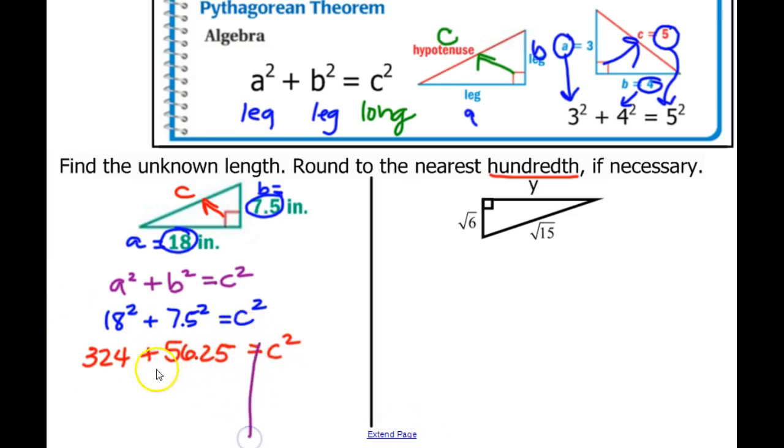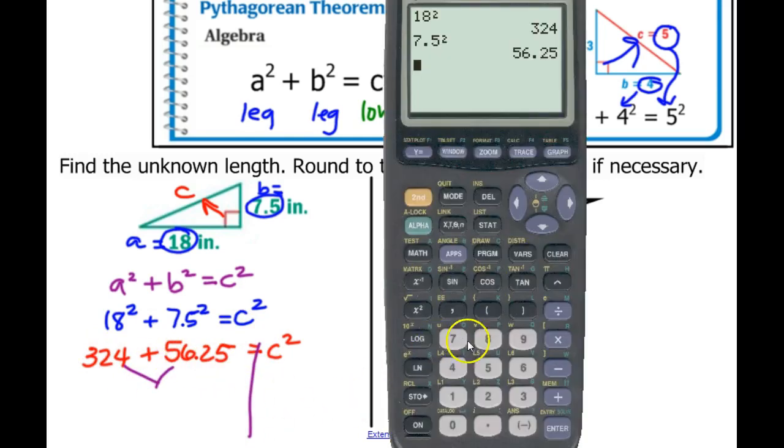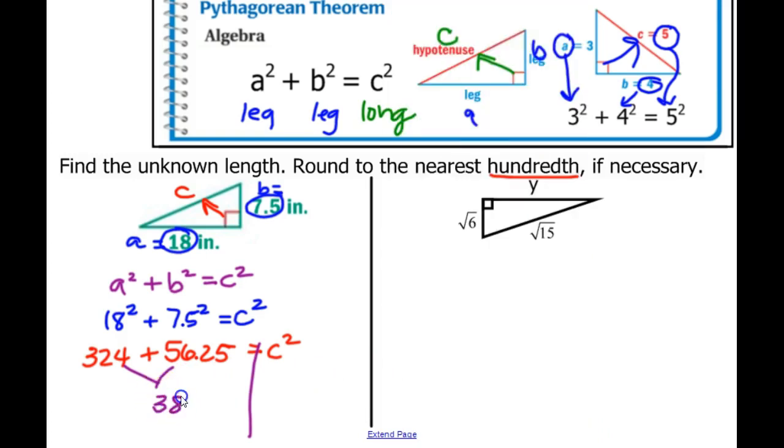Well, we're just adding these together because there's no variables, there's no letters, so we can just simply add those up. So 324 plus 56.25, we get 380.25 equal to c squared. Now, we don't want c squared, we want just c.